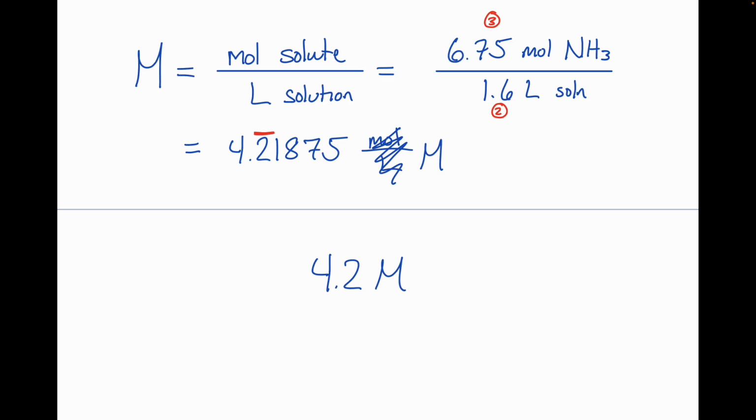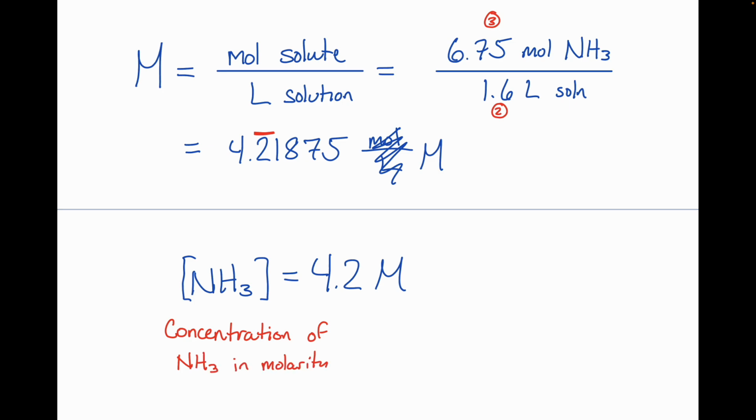Another way that we represent this is this bracket notation. Bracket NH3 is equal to 4.2 big M. The brackets specifically mean concentration of whatever it is in your brackets, in this case NH3, in molarity. So this bracket notation here is code for concentration of, in molarity.